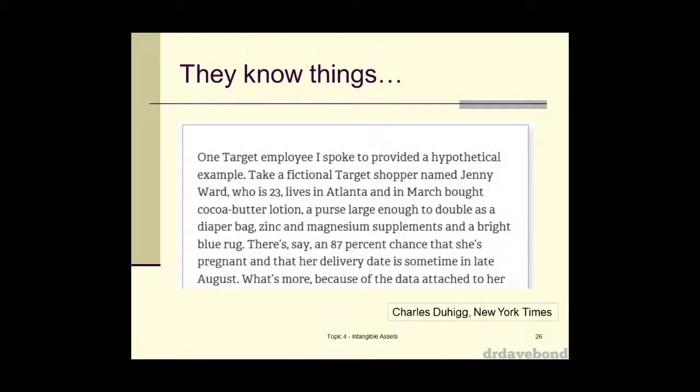Now, this is not that case. One Target employee I spoke to provided a hypothetical example. Take a fictional Target shopper named Jenny Ward, who is 23, lives in Atlanta, and in March bought cocoa butter lotion. Certainly seen some of that around the house. A purse large enough to double as a diaper bag, zinc and magnesium supplements, and a bright blue rug. There's, say, an 87% chance that she's pregnant and that her delivery date is sometime in late August. Based on your shopping habits and linking that to the cards that you use, they can work this stuff out.